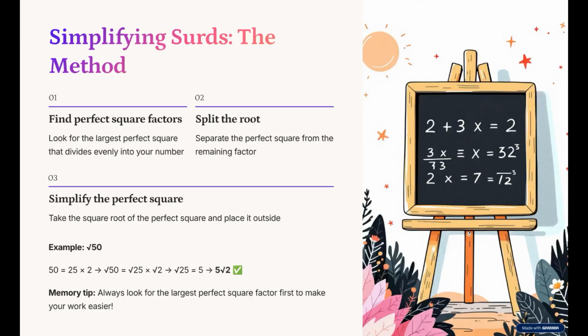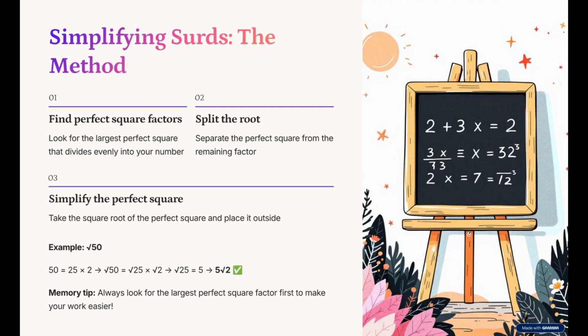Simplifying surds, step 1. Once we know what a surd is, the next step is learning how to simplify them. The first step is to find perfect square factors. Let's work through an example. Take the square root of 50. Look at 50 and think, can we break it down into a product that includes a perfect square? Yes. 50 can be written as 25 times 2.